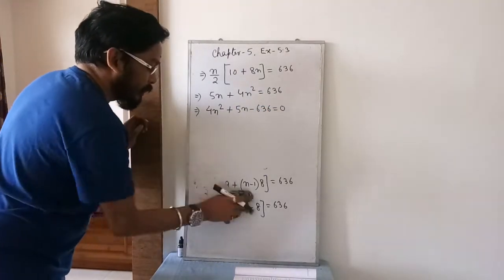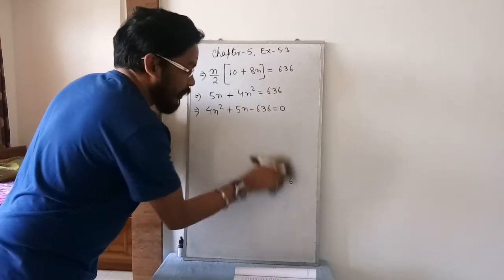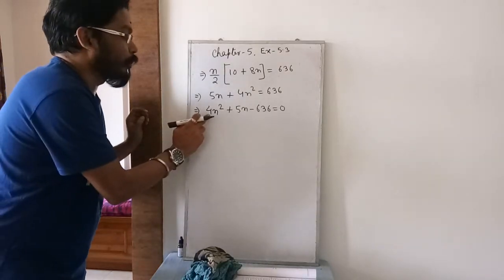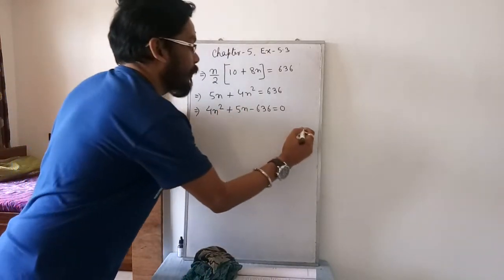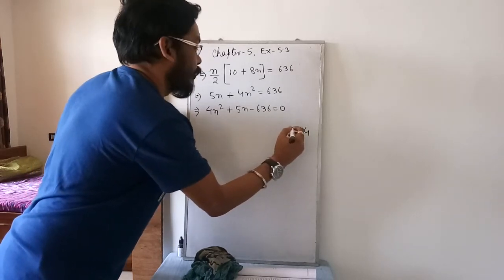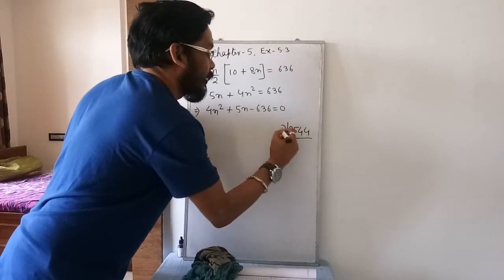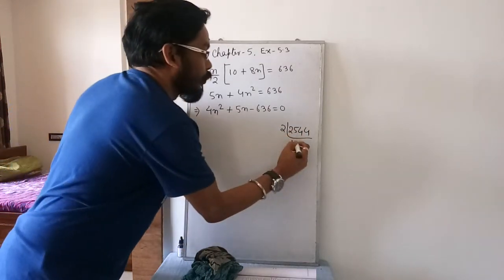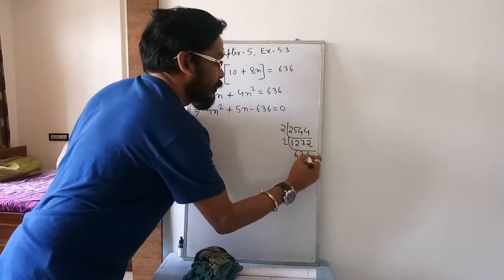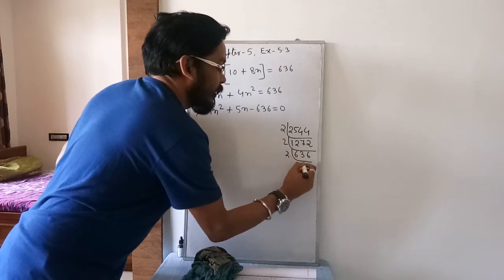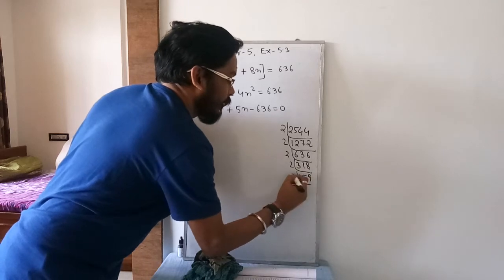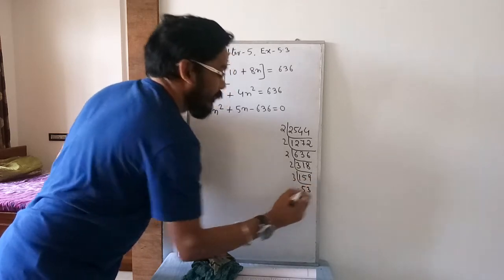Here there are 3 terms, so I have to split the middle term. That means I have to factorize it. For factorization, what is the rule? Multiply the first term coefficient and the last term. If you multiply it, 4 times 636 is 2544. Let me find out the factors of it.